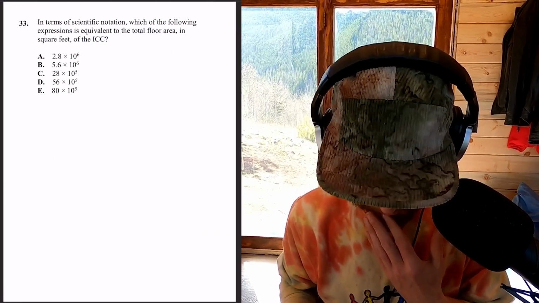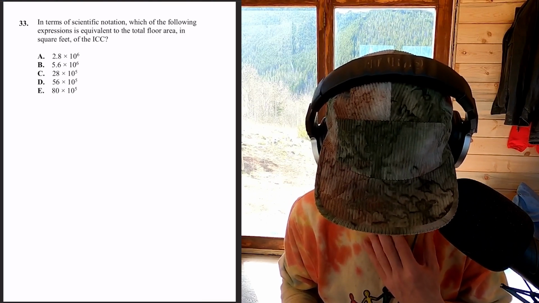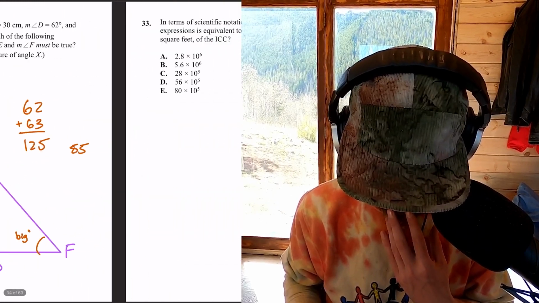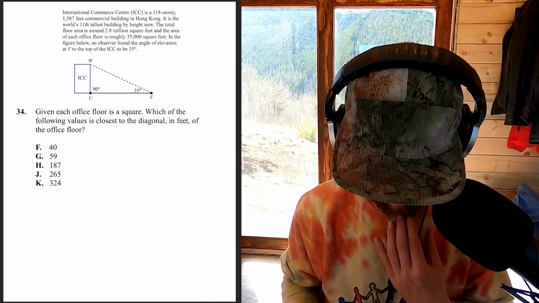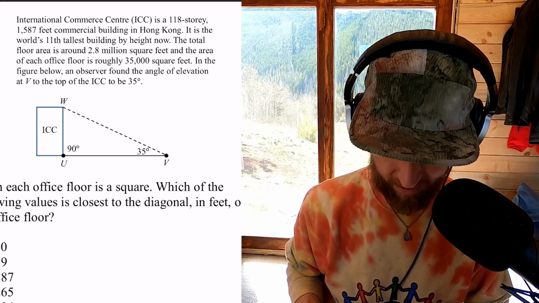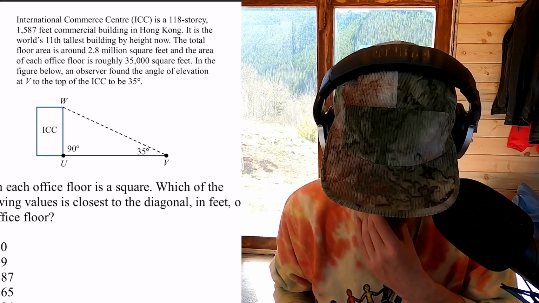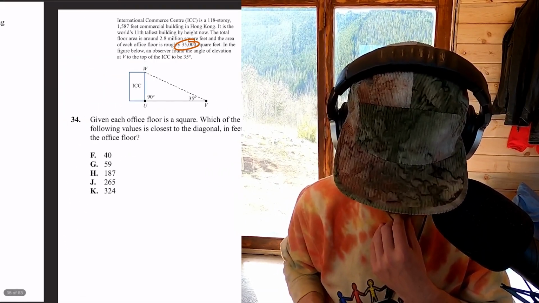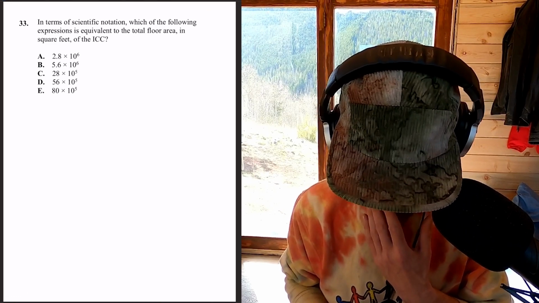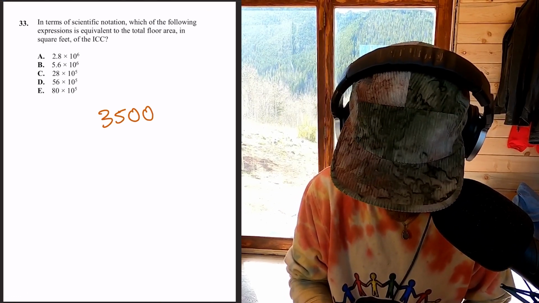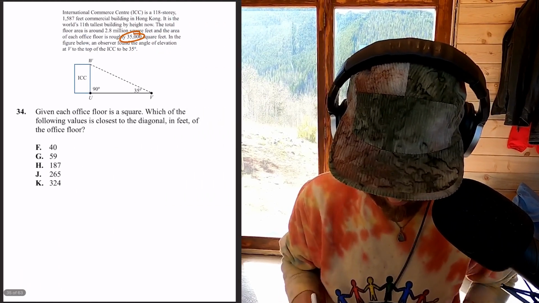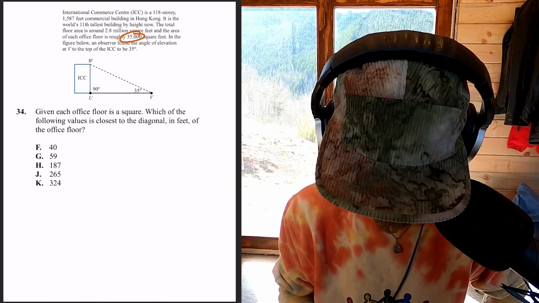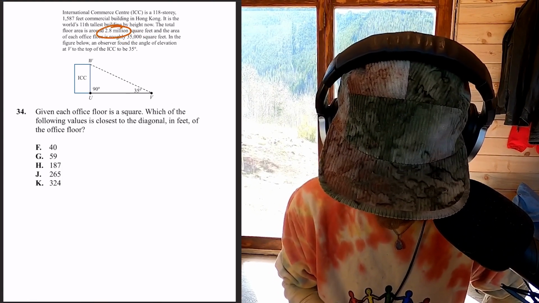In terms of scientific notation, which of the following expressions is equivalent to the total floor area in square feet of the ICC? Is this one of those problems where I need some information for this? Okay. Oh, it's roughly 35,000 square feet. Lovely. So, total floor area in square feet, 35,000. Oh, well, that's not even any of these answers, so I must be reading something wrong. The total floor area is around 2.8 million square feet. Let's try that again. 2.8 million square feet.